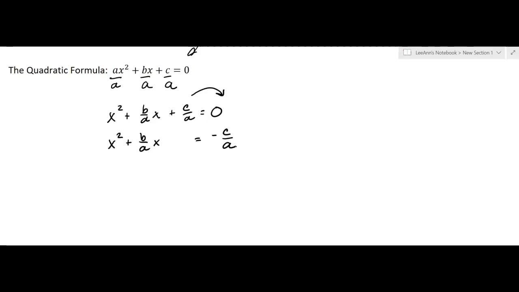Now comes the part where I have to complete the square. I take half of b over a, and I have to square it. Now this is being multiplied there. So I have b over 2a, but I'm going to square that, and that's going to give me b squared over 4a squared, like that. That's what I'll add to both sides. So plus b squared over 4a squared on each side.